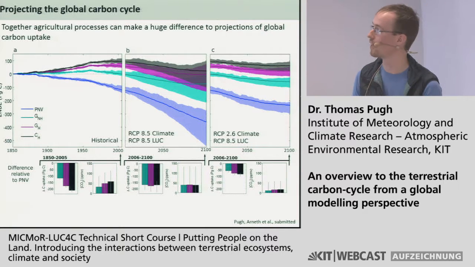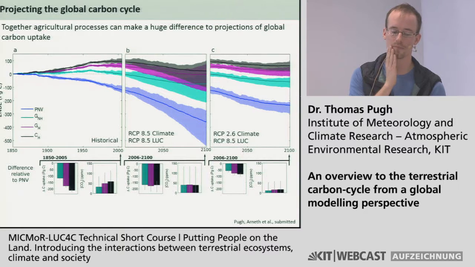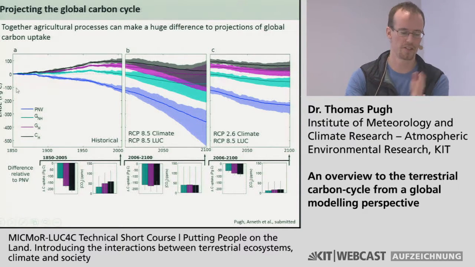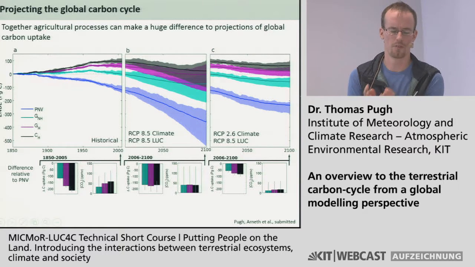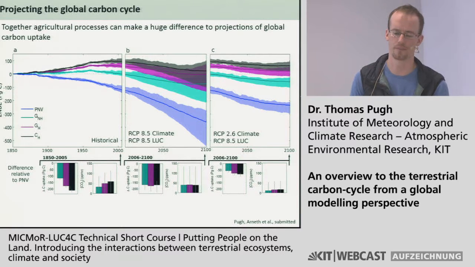Just to go back to the agriculture briefly, these are some simulations we made, again with LPJ-GUESS, looking at the effect of those different agricultural representations I showed you earlier. This is the change in the net biospheric uptake of carbon. The negative values are uptake. The blue line is if we just have potential natural vegetation running into the future. So this is historical, this is RCP 8.5 climate, RCP 2.6 climate. If we just have potential natural vegetation, we have a strong uptake of carbon, as you'd expect, I guess.